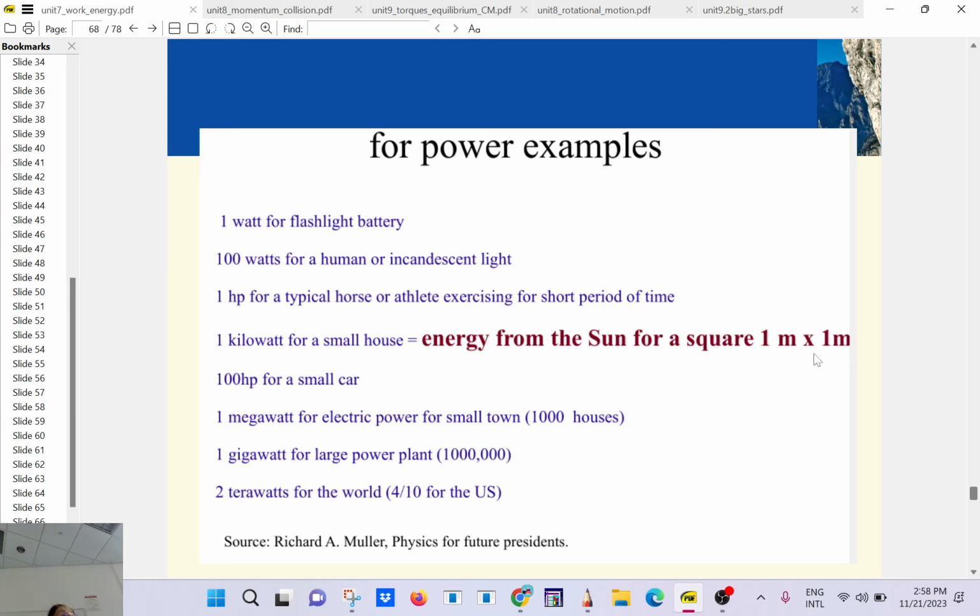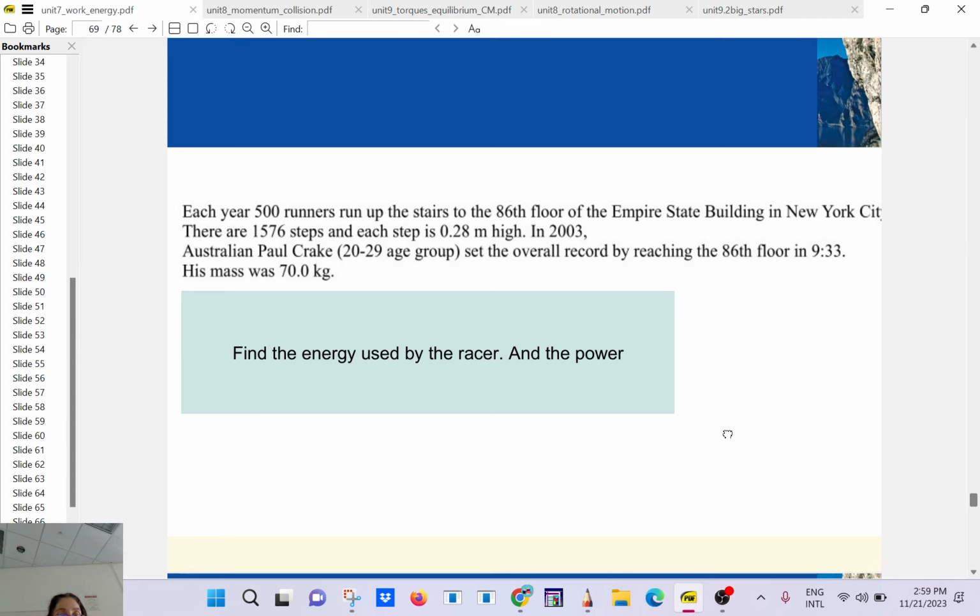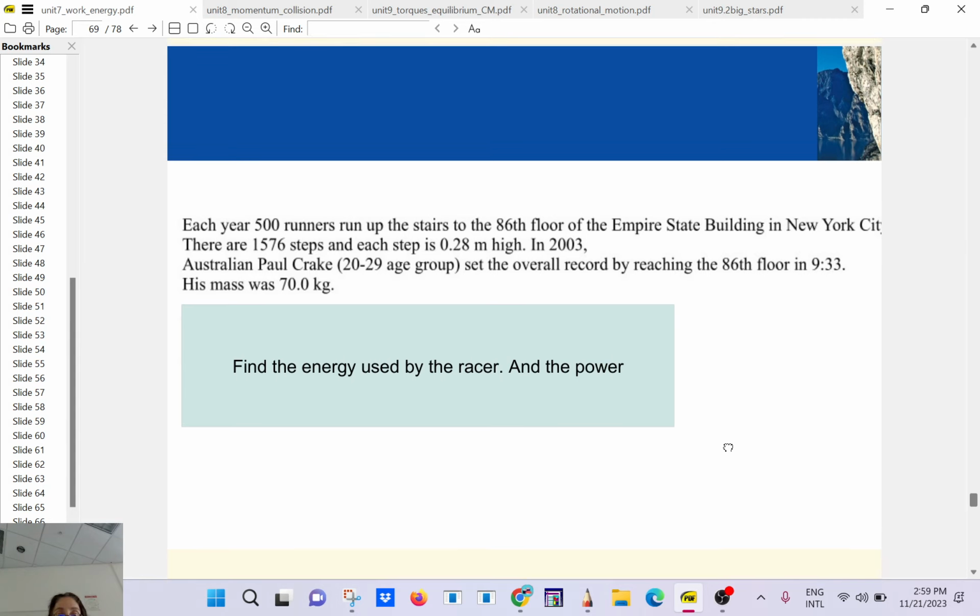from the sun, we only get, you take 1 meter by 1 meter, you see that square here, you put that square under the sun at the equator, and you will get 1,000 watts. So it's nothing. Okay, so it's not very efficient. Gasoline is more efficient.